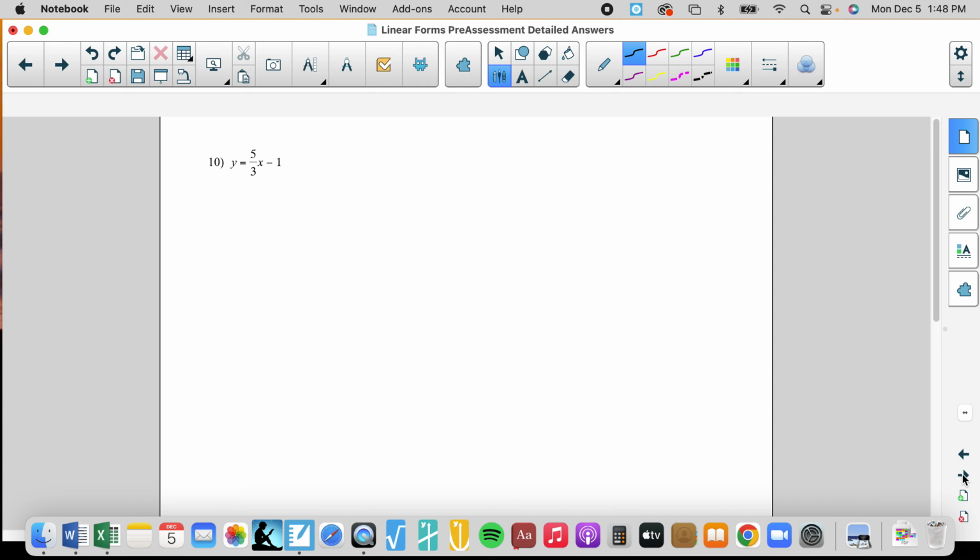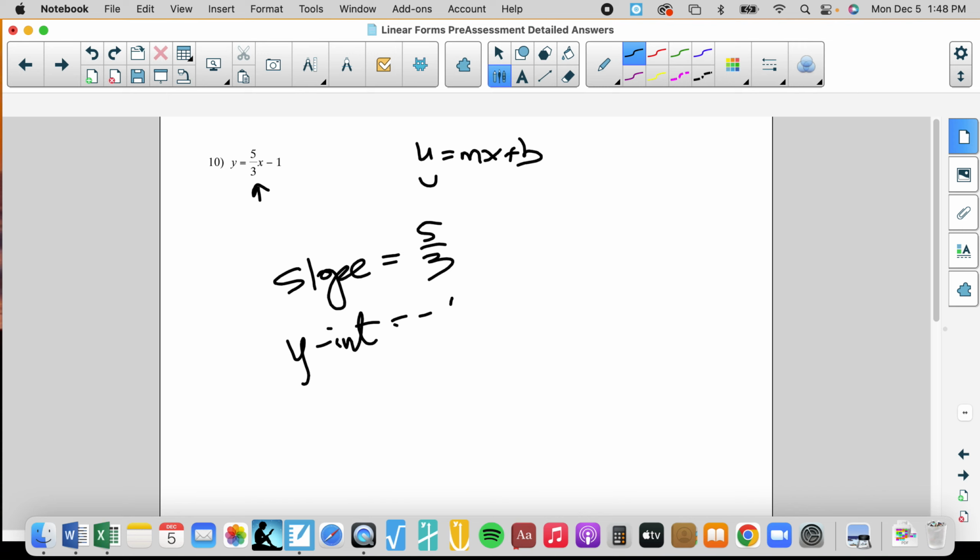So number 10, this is in more of a traditional y equals mx plus b. So my slope is going to be the coefficient of x. It's the number in front of x, which is 5/3. And my y-intercept is going to equal negative 1. It's the constant. It's the number without the variable.